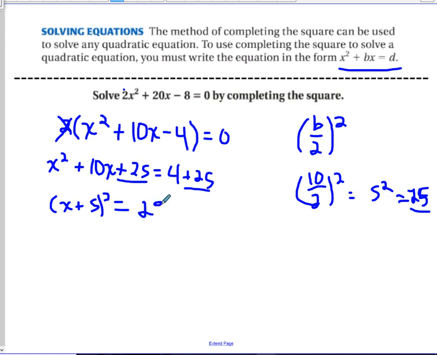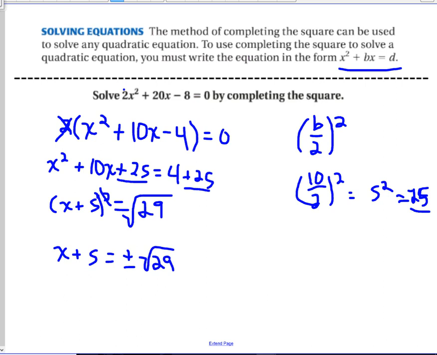Now I'm going to solve this as if it were a normal equation. So I want to get rid of this squared. And like we learned in the last section, the opposite of squaring something is square rooting it. So I'm going to get rid of this, and I'm going to make this the square root of 29. Okay, so now I have x plus 5 equals, and I'm going to say it's plus or minus the square root of 29, because remember we can either have both terms be positive or negative, okay?